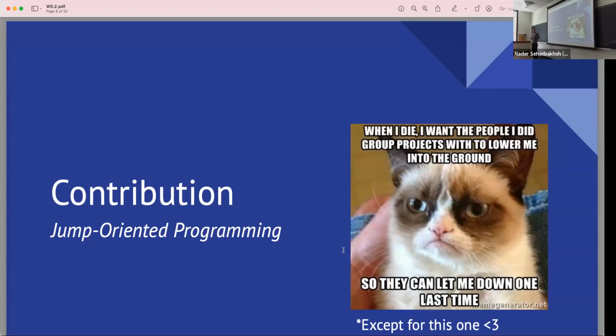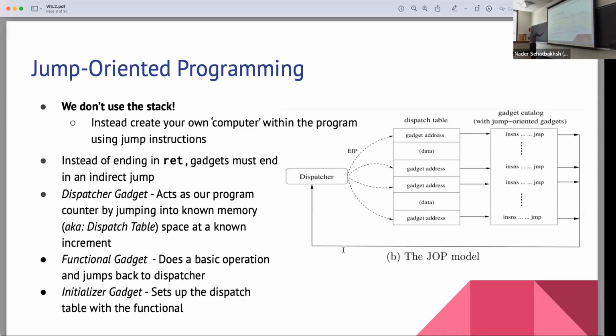All right. This is good. Yeah, it's me. So now moving on to our contribution for jump-oriented programming. This is where, go ahead. We're going to be talking about our jump-oriented program. So instead of using the stack and a bunch of returns, we're instead going to use indirect jumps. So this is like creating your own computer. So has anyone here taken CSM 152A?